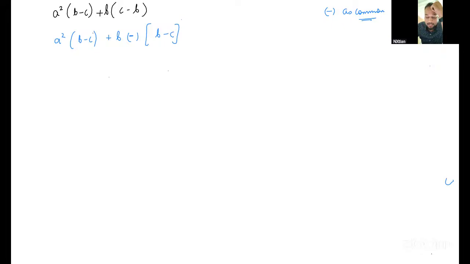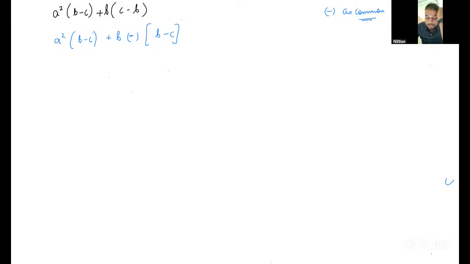I'm repeating again. Here, what I did: I know that it's b minus c, and it's c minus b. Both are a little bit the same, just the signs are different. So I take out the minus sign as common, and when I take the minus sign as common, the plus term will become minus, and the minus term will become plus. Understood?